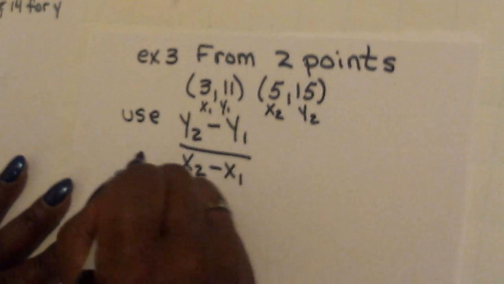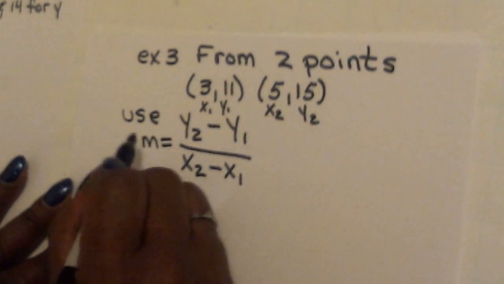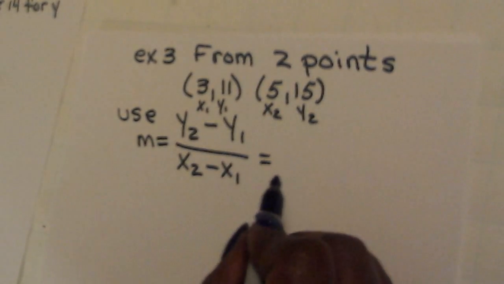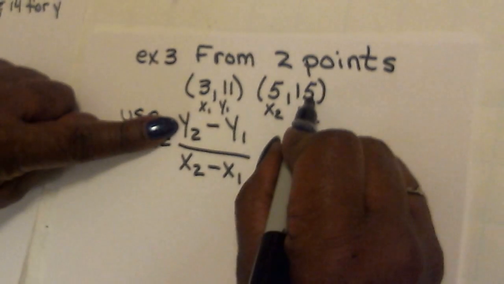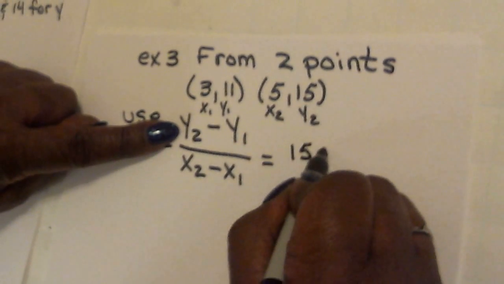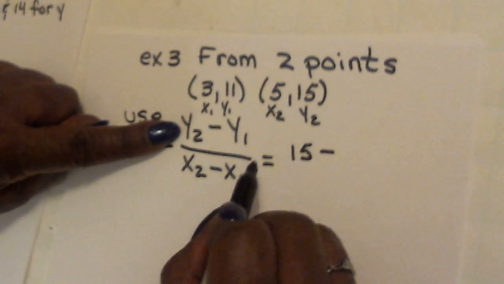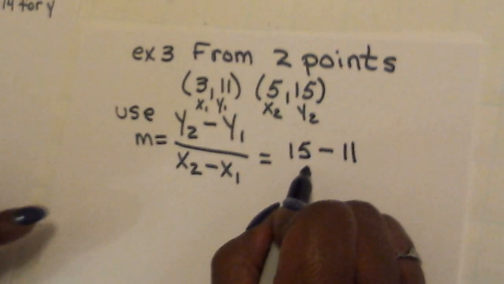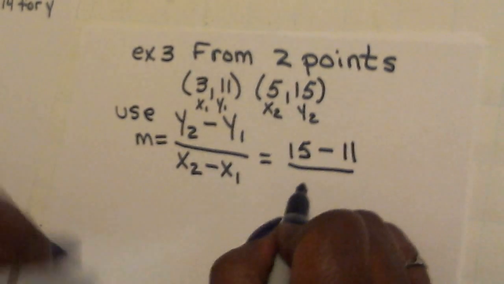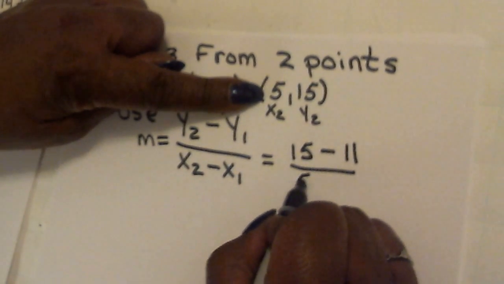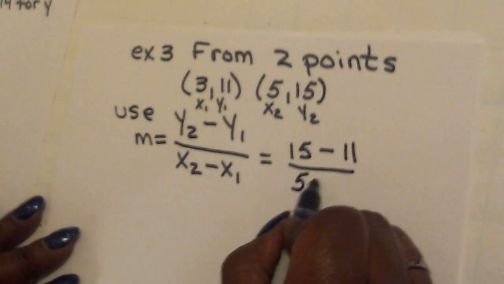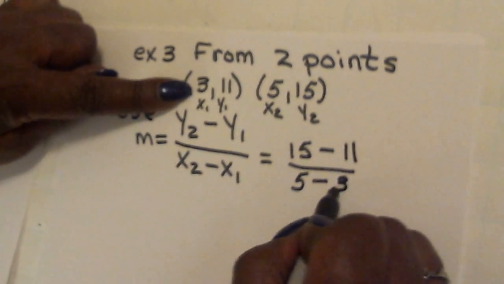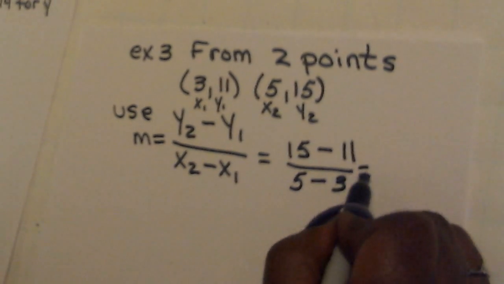Now we're going to plug it into the equation. I forgot my m here. So m, which is the slope, equals the formula. So let's plug stuff in. So it says y2, that's my y2, so I'm going to write 15 minus, always minus. This is my y1, so I'm going to plug in my y1. This is my x2, so I'm going to plug in 5 for x2, always minus. This is my x1, so I'm going to plug in 3 for x1 and do the math.